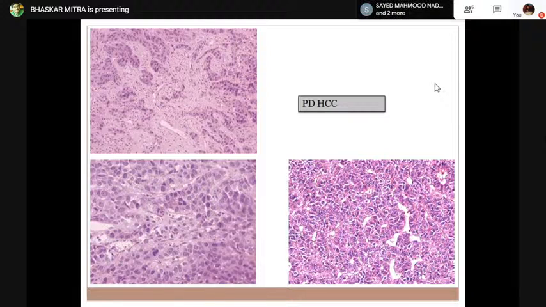Okay, so this is a poorly differentiated hepatocellular carcinoma. This is showing a bit of trabecular arrangement, solid sheets, a bit trabecular, pleomorphic cells. Here is a pseudoglandular type appearance. These are the poorly differentiated hepatocellular carcinoma. If you find the bile, very good. Otherwise, we have to take the help of immunohistochemistry stains.